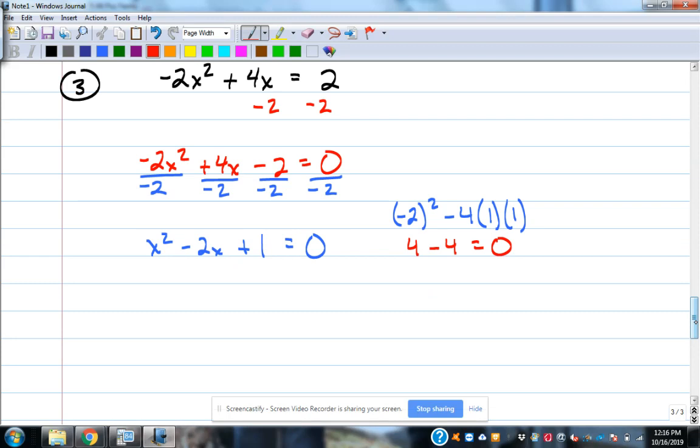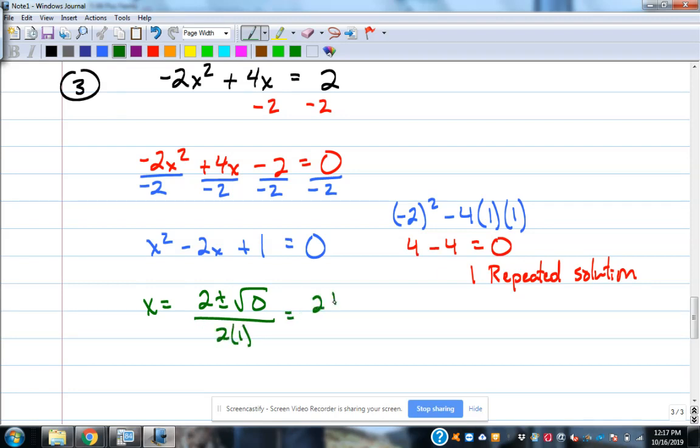What does 0 tell us about our solutions? One repeated solution. Someone in first block said, I wish all of them had a discriminant of 0, because it really makes this math super easy.